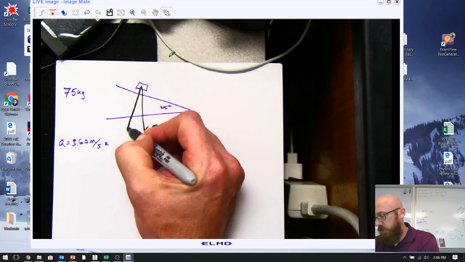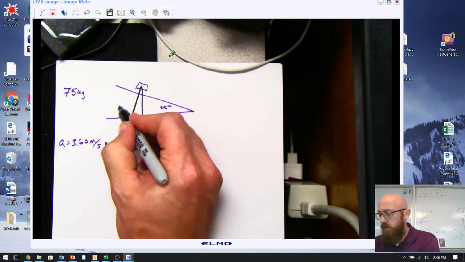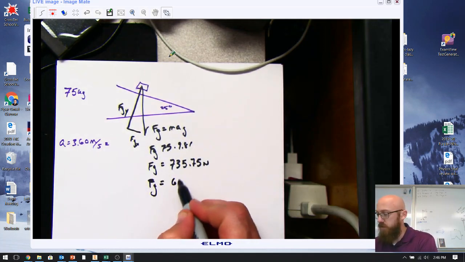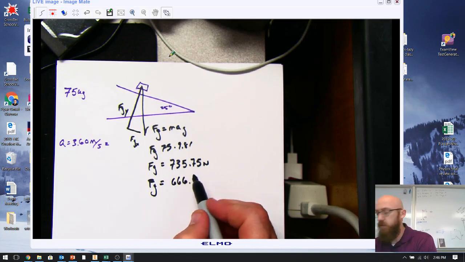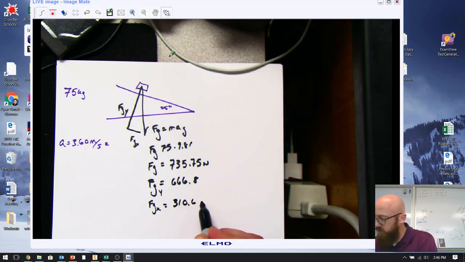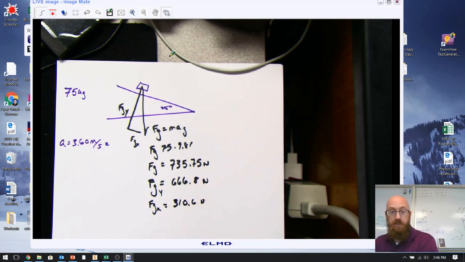So then you can calculate F_gx and F_gy. In this case, your F_gy should work out to be 666.8. And if I have a calculator, F_gx: 735 times sine 25 is 310.6 newtons. Cool, so that's all you've got so far.